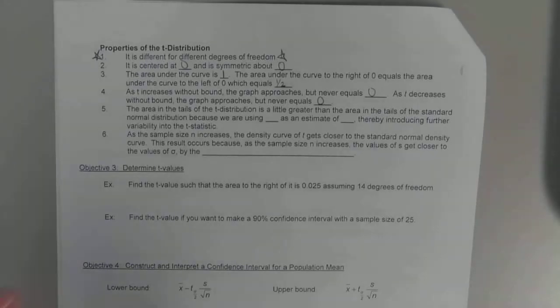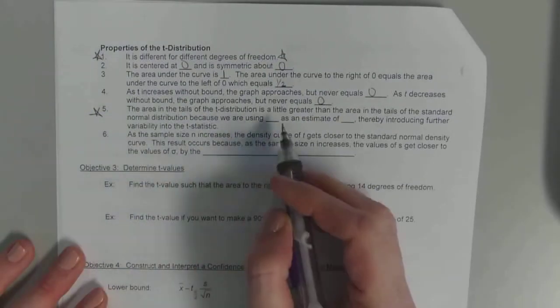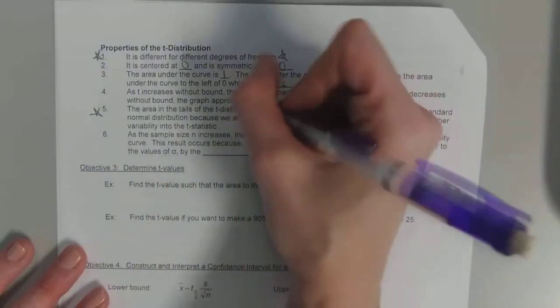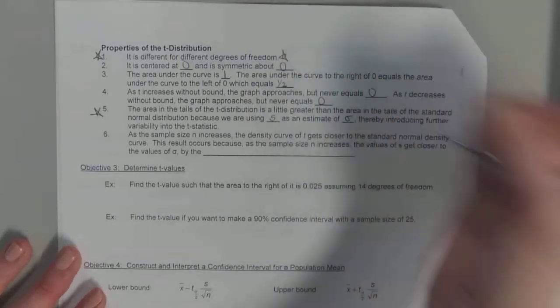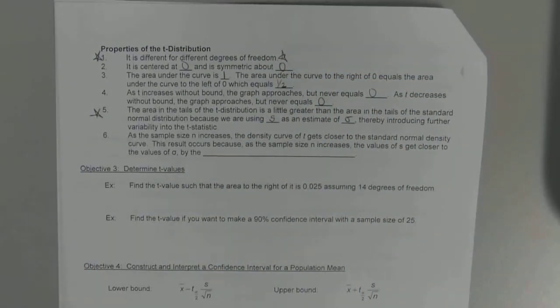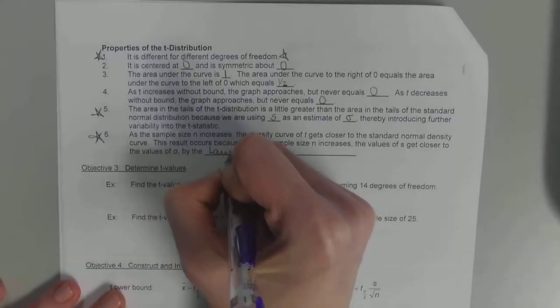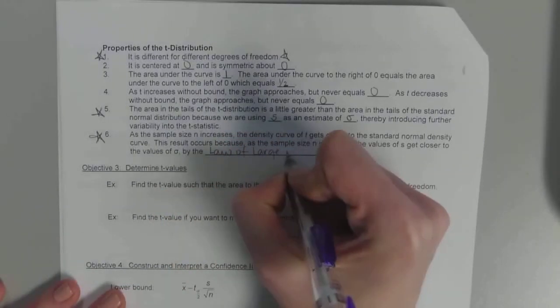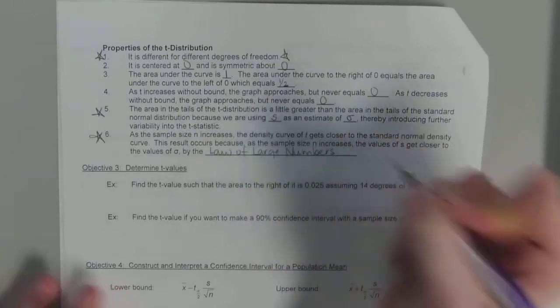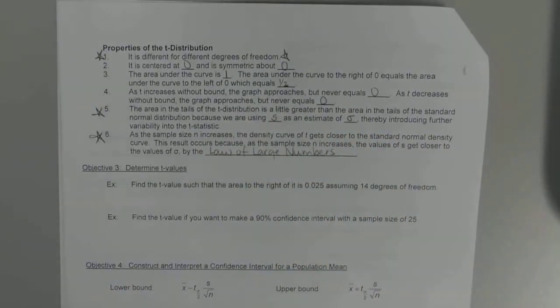All right, so this is, again, the key difference, so we'll start number 5. Why is it a little bit differently shaped? Because we're using S to estimate sigma. We're using our sample standard deviation to estimate our population standard deviation, which gives us a slightly different shape. And last but not least, it's important to know that no matter what, the law of large numbers states no matter what the shape of your distribution, as n gets bigger and bigger, you approach the standard normal curve. So S will look closer to sigma, and so the t distribution actually looks more and more like your z distribution, okay?